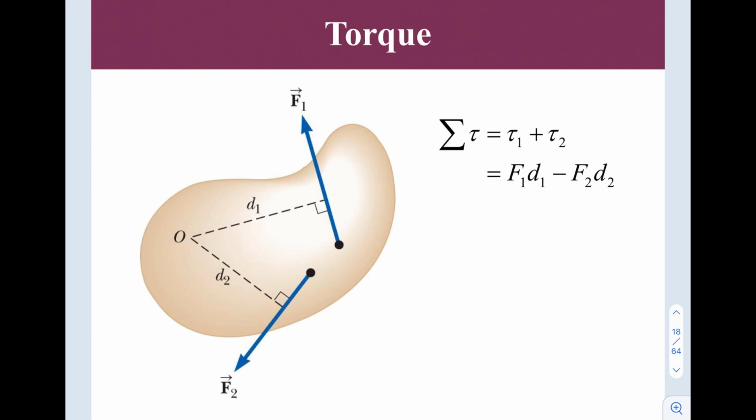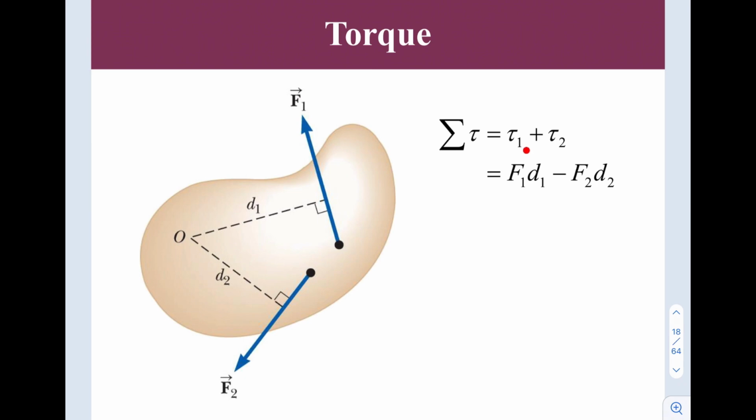So if you have more than 2 forces applied to your object, what should you do? This is your axis of rotation. You're going to calculate the net torque on your object. So the net torque is going to be the torque due to F1 plus the torque due to F2. If you have more than 2 forces, then you have to add up these terms until you finish.